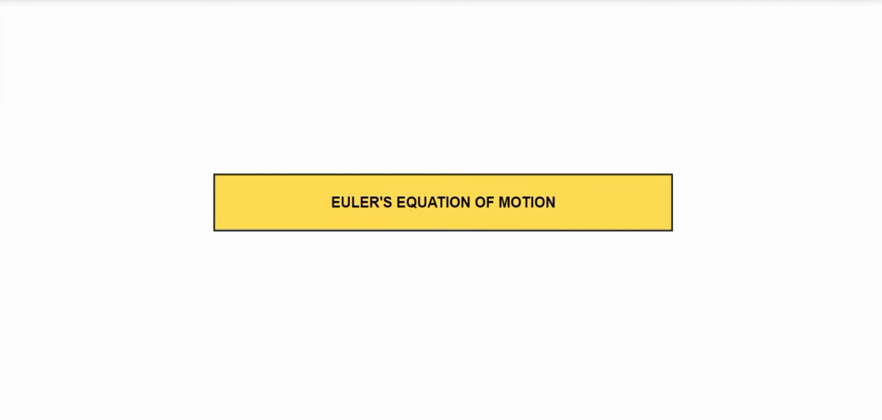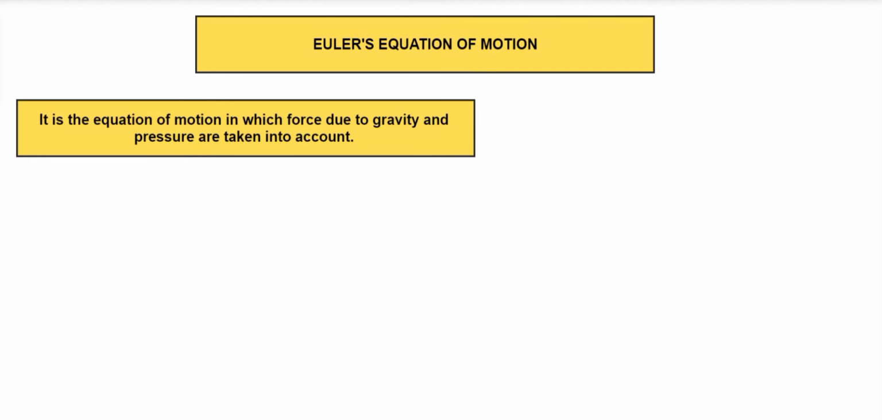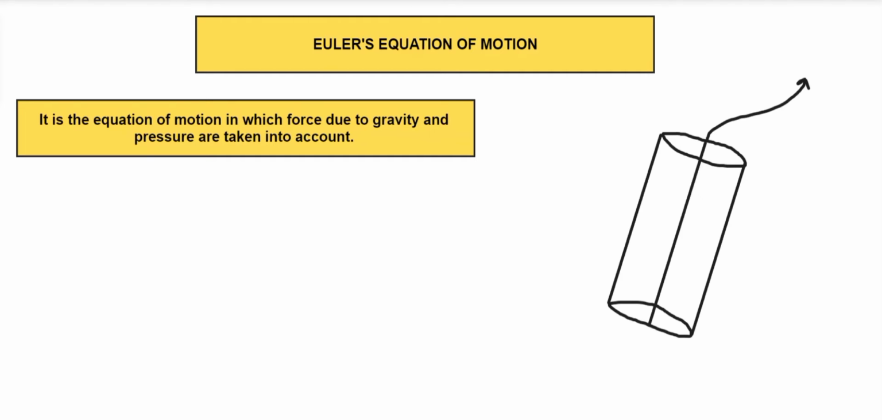In today's video, we will derive the Euler's equation of motion and the Bernoulli's equation of motion. What is Euler's equation of motion? It is the equation of motion in which force due to gravity and pressure are taken into account.